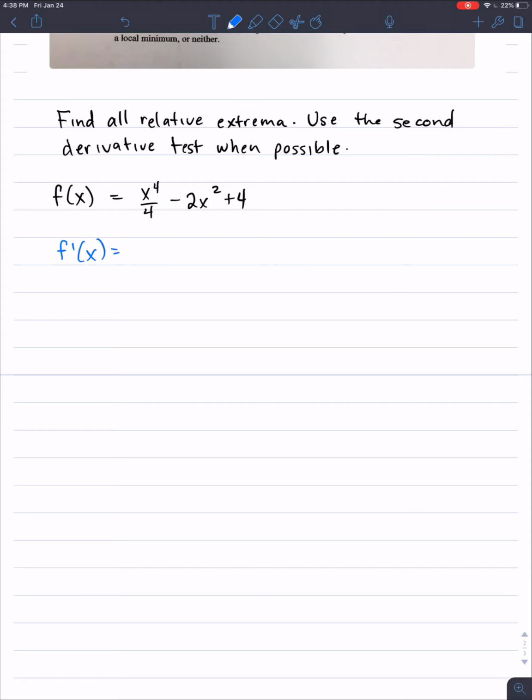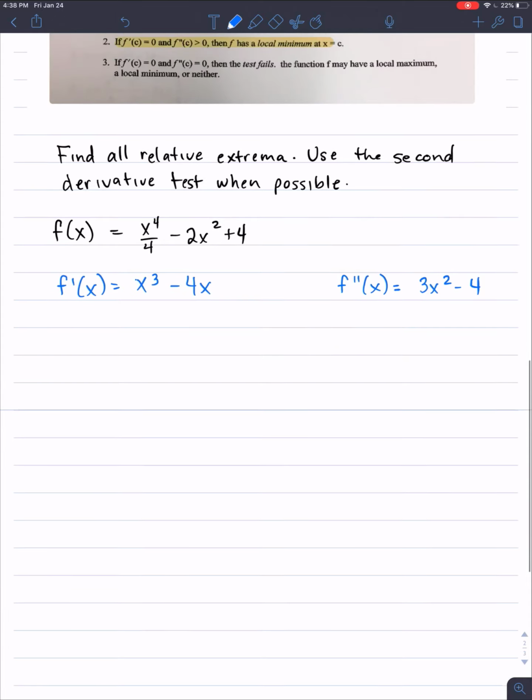Our first derivative in this case is going to be 4x to the third divided by 4, so that'll reduce to just x to the third minus 4x. That's our first derivative. I'm just going to put our second derivative over here. Take the derivative of that one and it'll be just 3x squared minus 4.